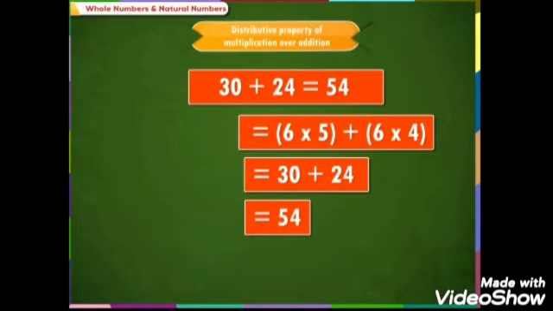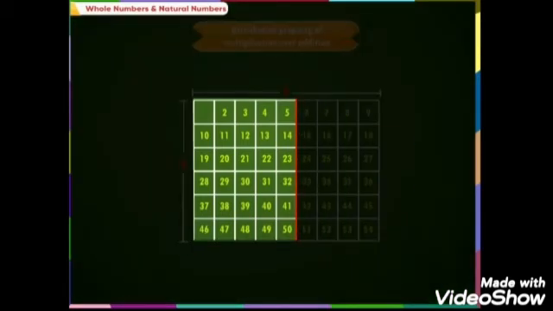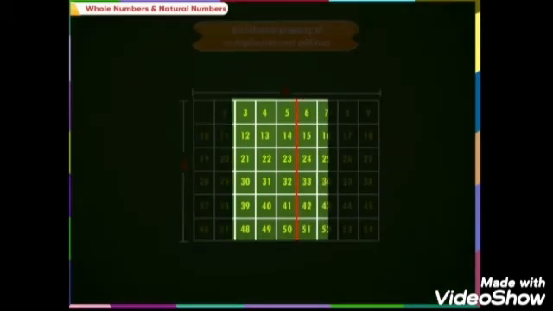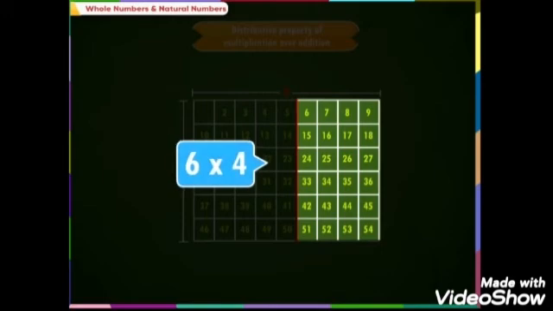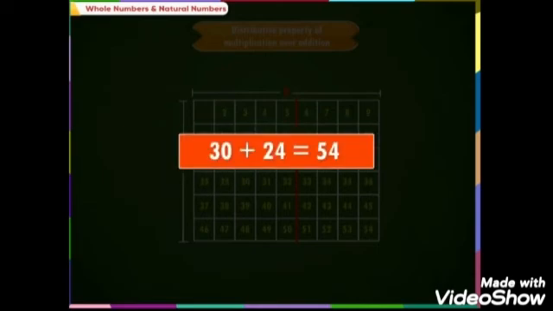We know that 6 rows of 5 columns will result in 30 as a product. Similarly, we know that 6 rows of 4 columns will result in 24 as a product. Thus, 30 plus 24 gives 54. This means 6 multiplied by 9 can be written as 6 multiplied by (5 plus 4).